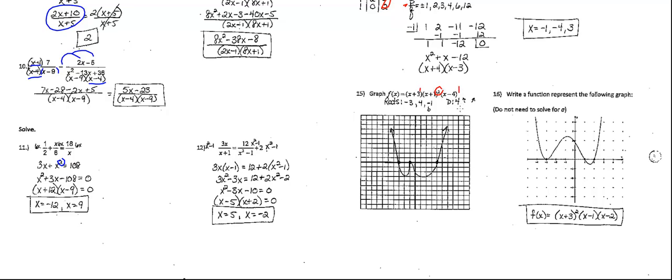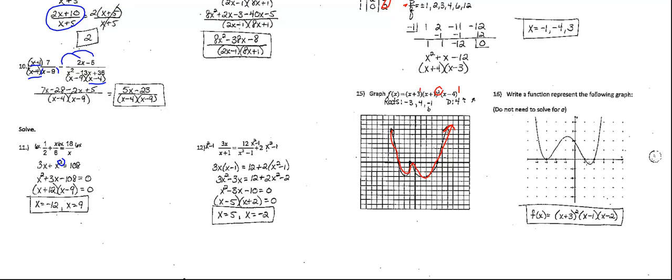That means it has the same end behavior. You can see the leading coefficient's positive, so that means it's going to end up. And since it's even degree, we'll have the same end behavior. So I'd start here, cut through the first zero, then it's going to bounce at -1, come back down, and then come back up through 4.